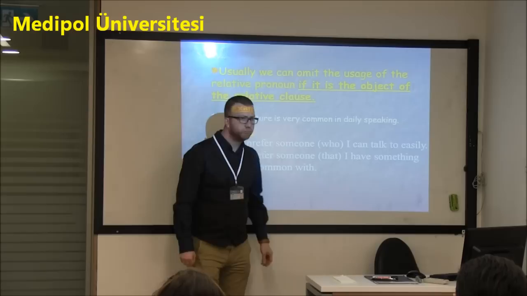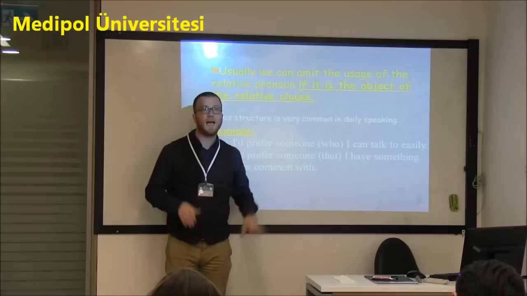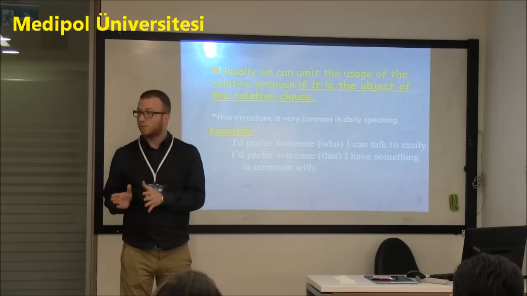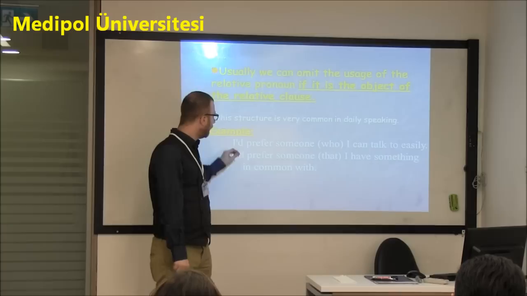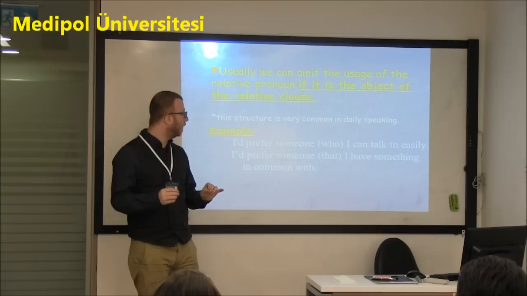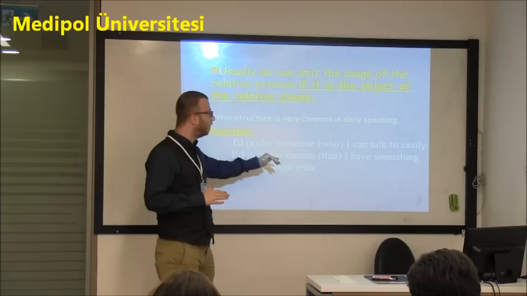So, what happens if there is no subject in the sentence? If the relative word is not followed by a subject, what does it mean? It means that the relative word functions in the sentence as a subject, which means we cannot omit it. I would prefer someone who I can talk to, or I would prefer someone I can talk to easily. Same meaning, no change in the meaning. I would prefer someone that I have something in common with, or someone I have something in common with. No difference.